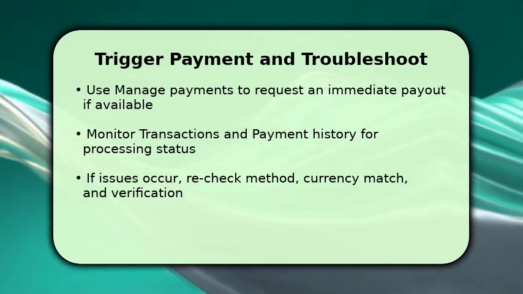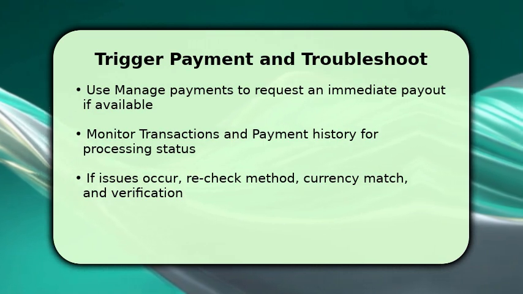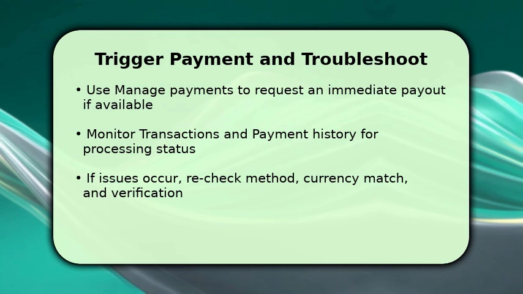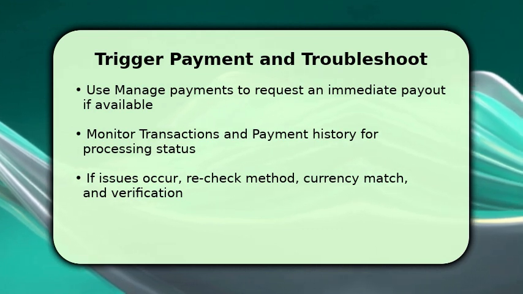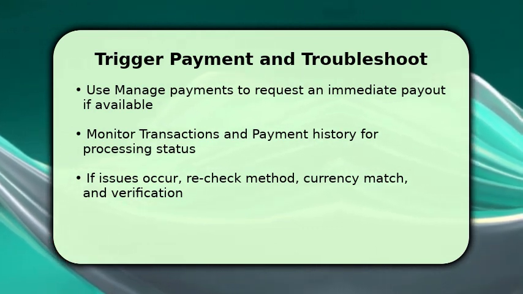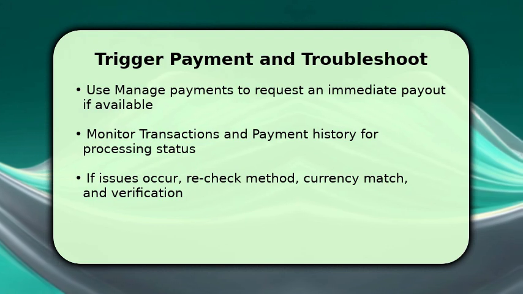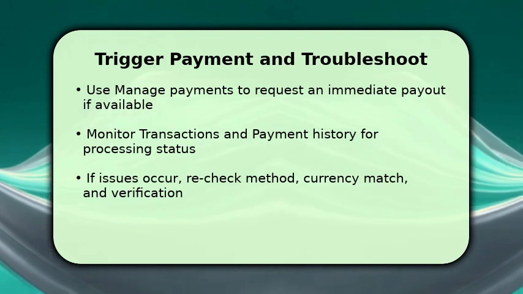If a payment fails, first recheck your bank details, currency compatibility, and verification status. Incorrect name formatting or unverified microdeposits are common causes. If problems persist, contact Google Payments support with transaction ID and screenshots to resolve the hold quickly.